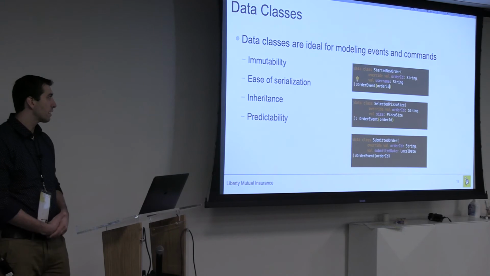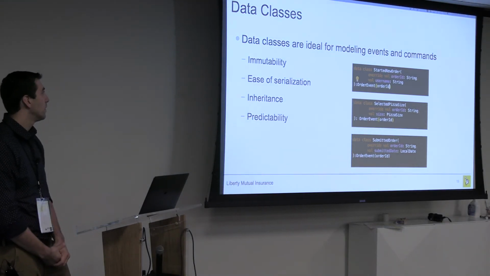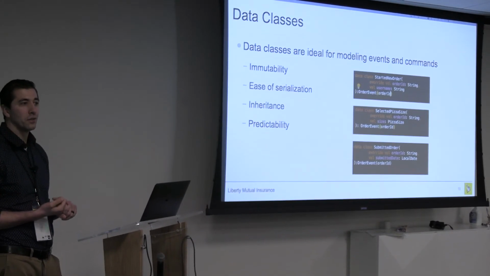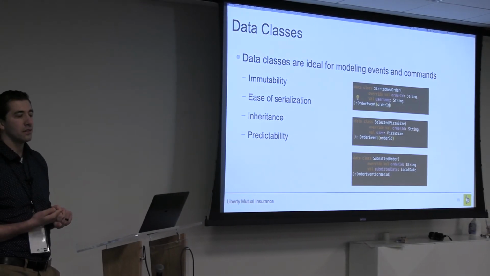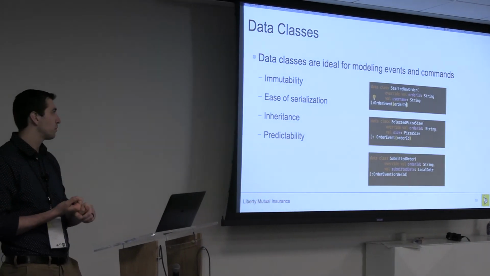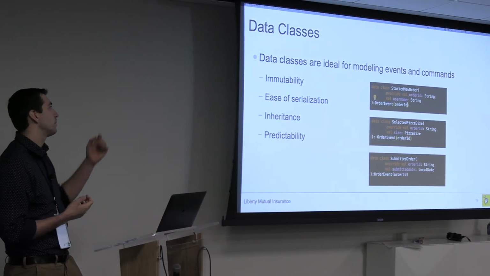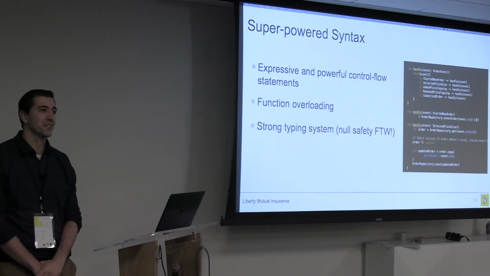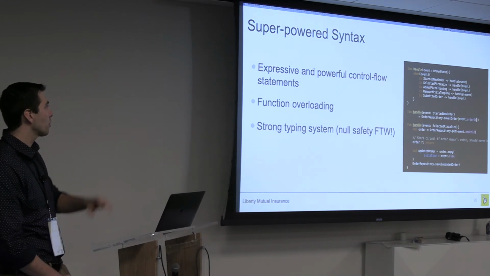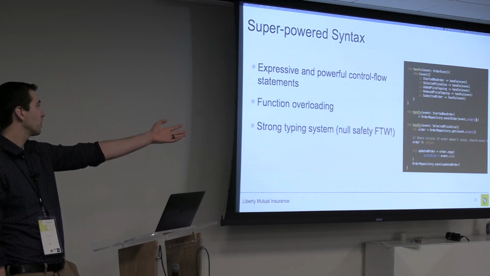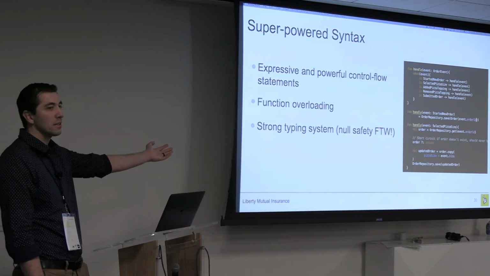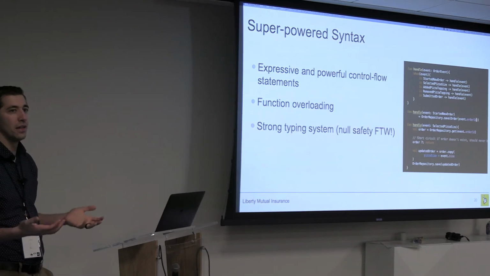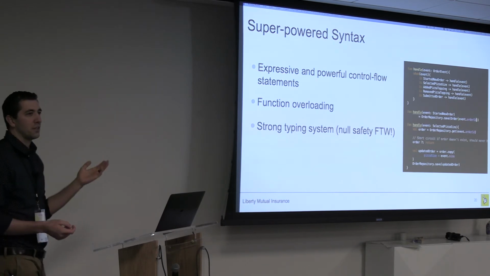So I did talk about this, and I touched on all these, but I just wanted to make sure I'm leaving them. So data classes, first and foremost: their immutability, serialization for writing to an event store, using inheritance to define event types is super useful, and then obviously the predictability of that immutability. I like to say Kotlin has superpowered syntax. It's just expressive and powerful control flow statements, so using when, using function overloading, and then for event-based systems, strong typing actually is a huge plus because it gives you predictability about what's going to be contained on an event and what isn't. And also null safety, something we all love.